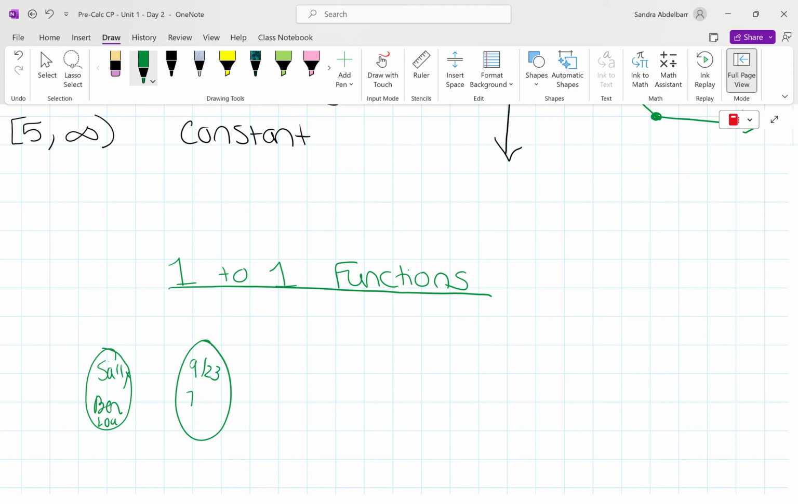Because remember, we told you, like Sally, Ben, Lou, birthdays, like 9/23, 7/24, 8/5. Like Sally can be born on 9/23 and Ben can be born on 9/23. So the y, right, x comma y, all right, the y can repeat, but Sally can't be born on 9/23 and Sally can't also be born on 7/24. That can't repeat. So the x is not allowed to repeat, but the y is allowed to repeat for a normal function. And how did we test normal functions in graph?